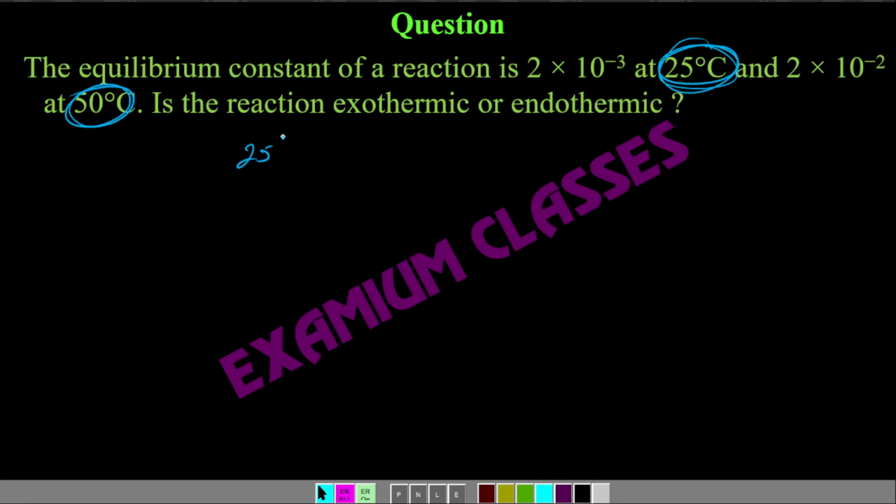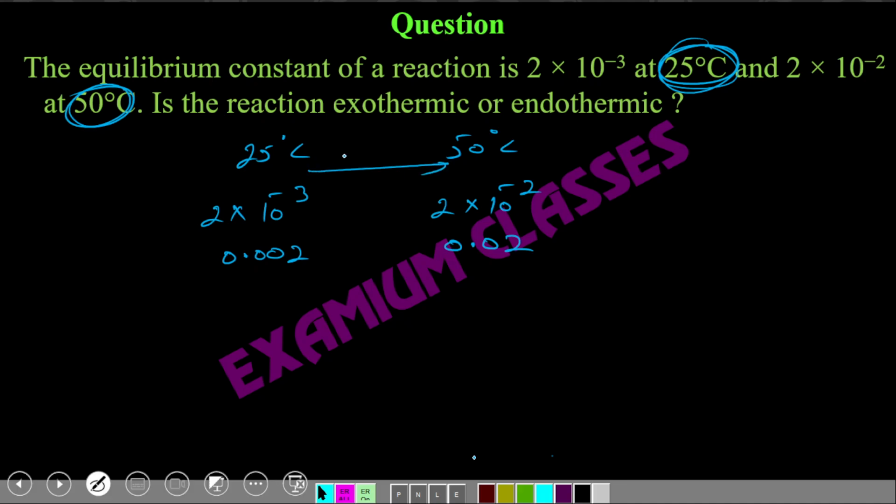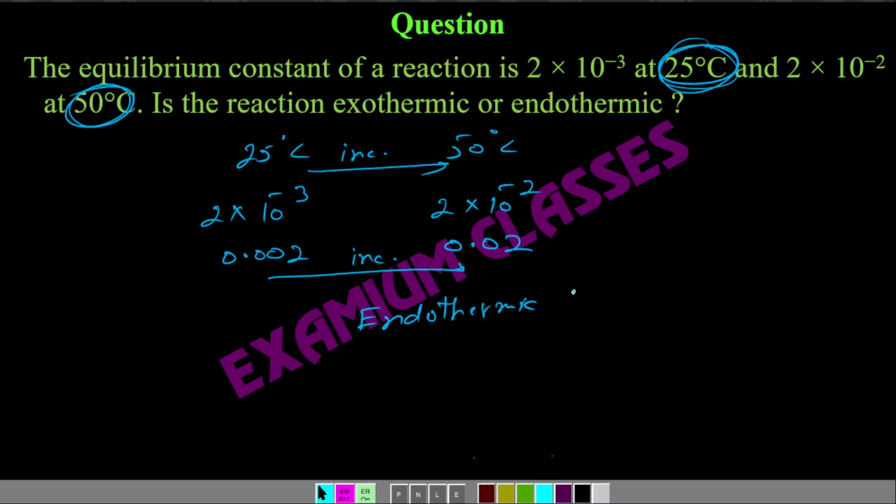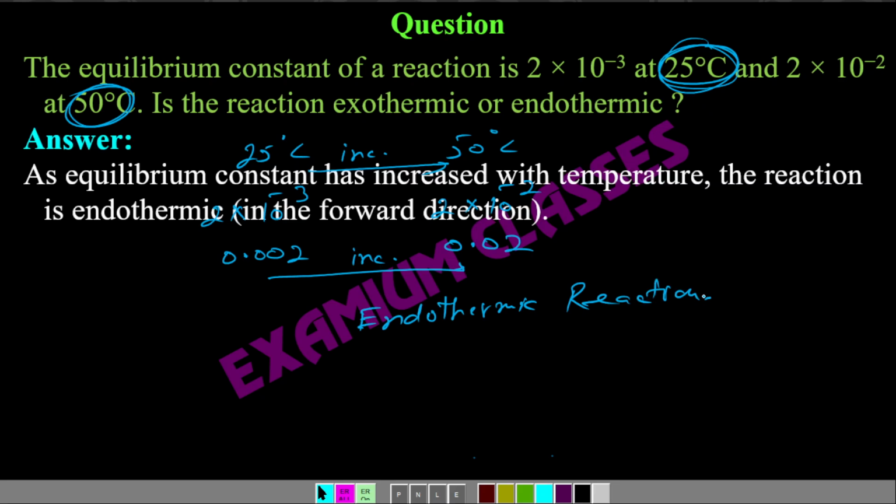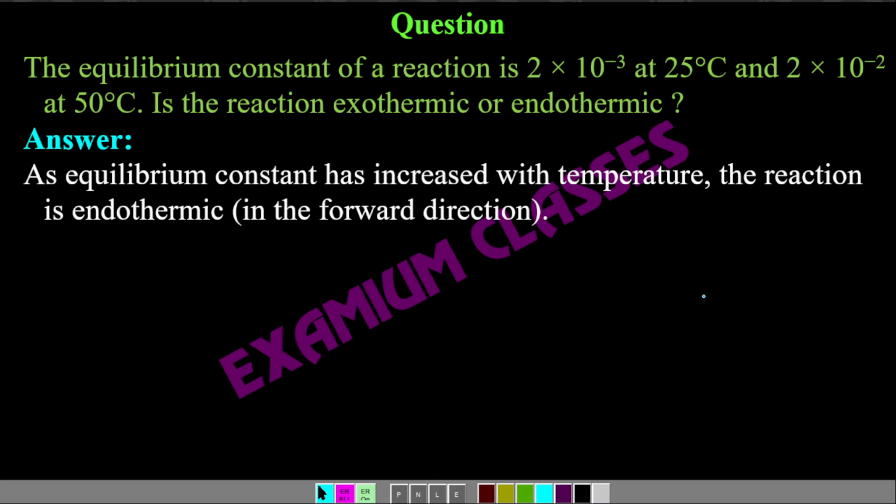So at 25 degrees Celsius, we have 2 into 10 to the power minus 3. At 50 degrees Celsius, the equilibrium constant is 2 into 10 to the power minus 2. 2 into 10 power minus 3 is 0.002. 2 into 10 power minus 2 is 0.02. It means if we increase the temperature, the equilibrium constant also increases. It means it is an endothermic reaction, directly proportional, endothermic reaction.